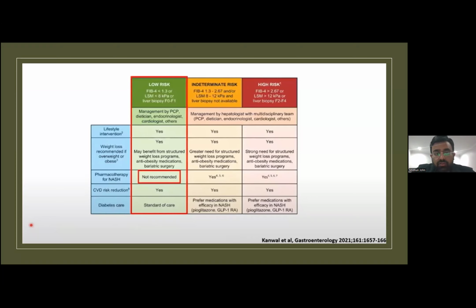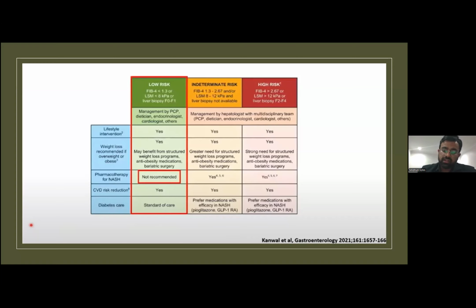What I want you to all note is that with all three low, intermediate, as well as high risk, lifestyle modification or intervention is present for all of them. Weight loss is present for all of them. The CVD risk reduction, depending on whether your patient has it or not, is required for all of them, as well as diabetes care. If you have diabetes, you treat it. The one thing I want to highlight is that under the low risk for pharmacotherapy of MASH, in your low risk, it's not really recommended that you treat it, but we'll be going through it later in the presentation.